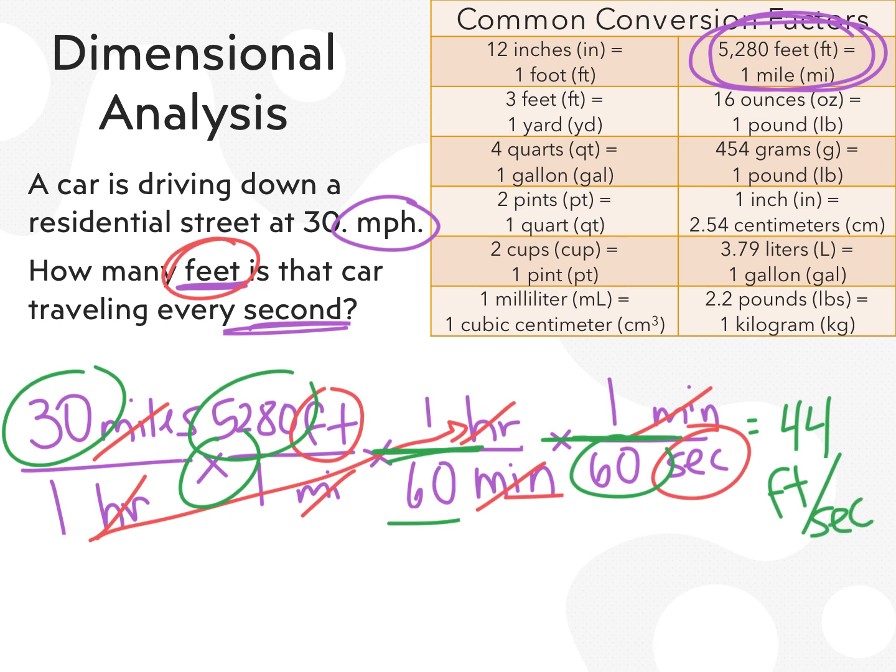44 feet every single second when you're driving down a residential street is excessively fast. Imagine a small child running out in front of your car. Do not drive that fast down a residential street because you will be going 44 feet in 1 single second.